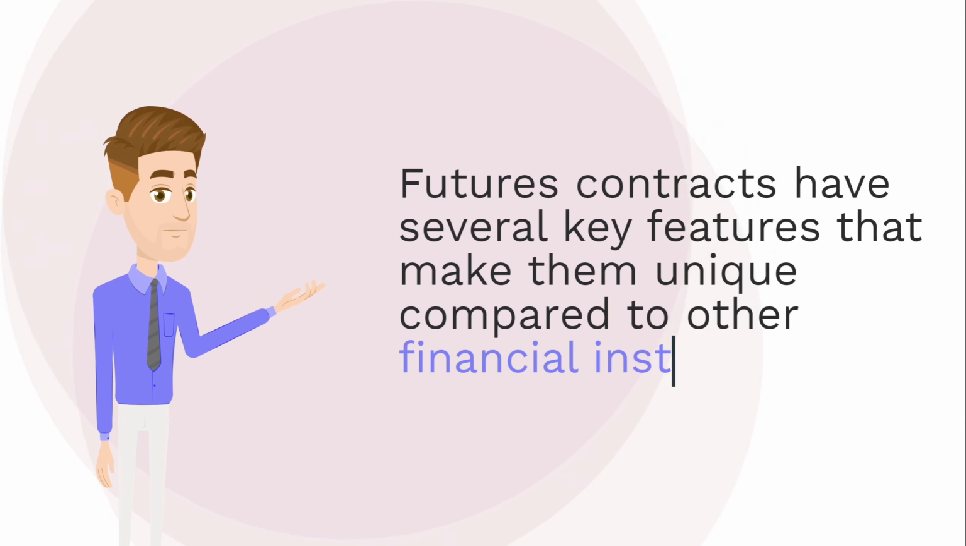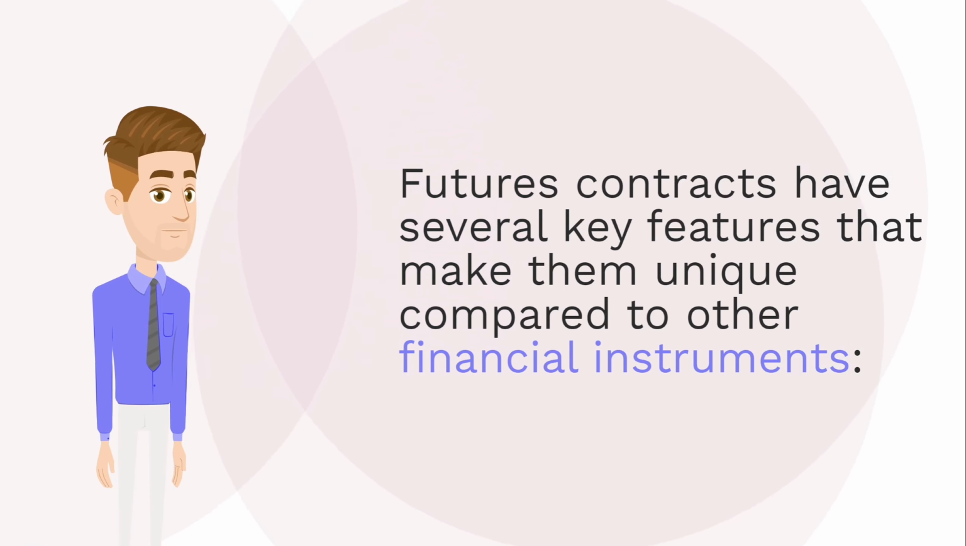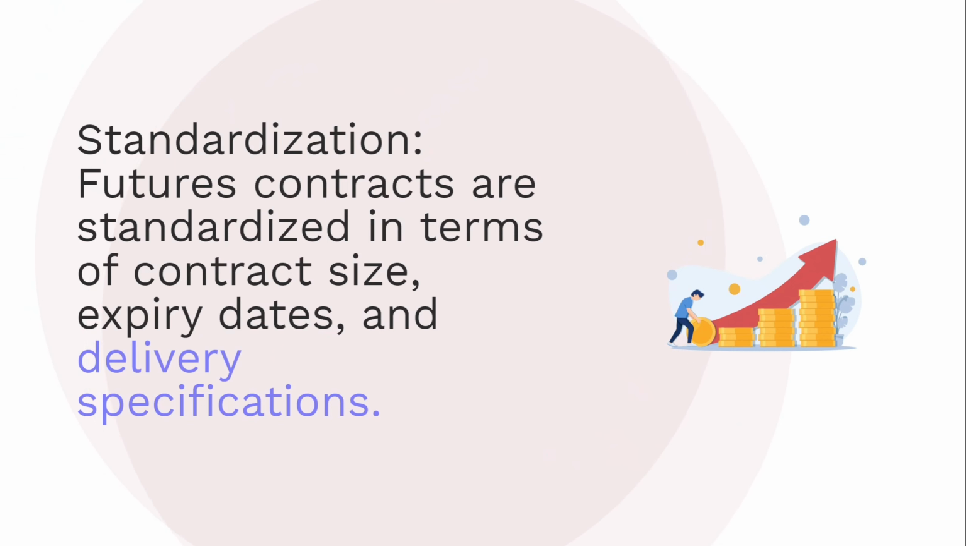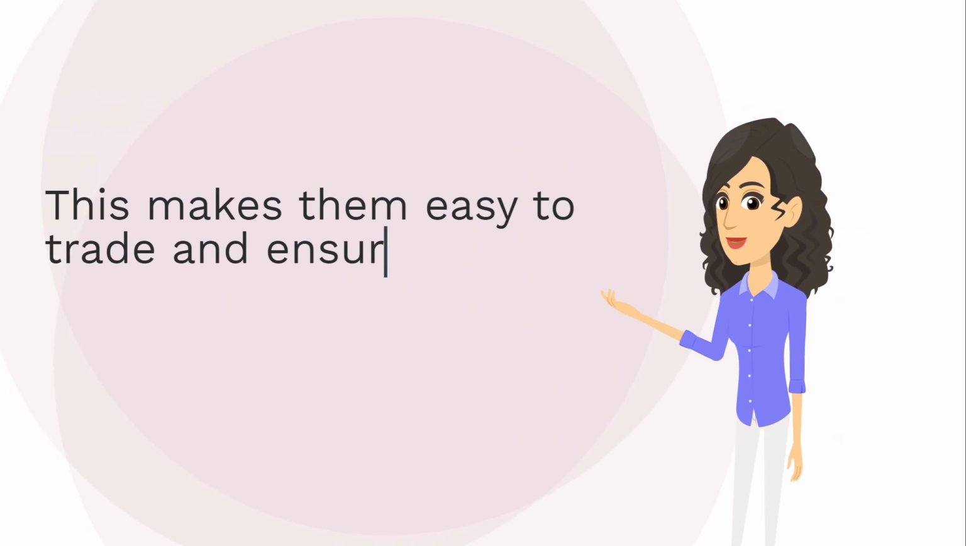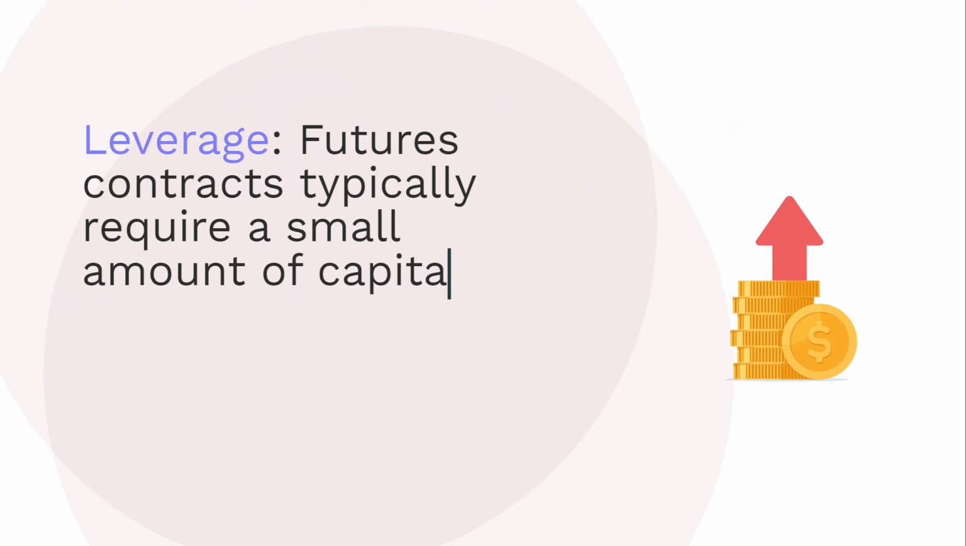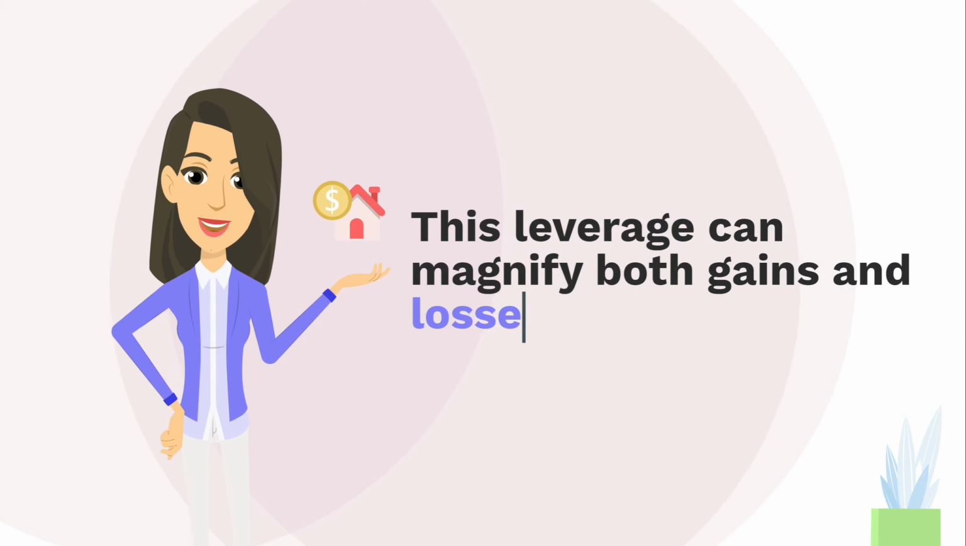Futures contracts have several key features that make them unique compared to other financial instruments. Standardization. Futures contracts are standardized in terms of contract size, expiry dates, and delivery specifications. This makes them easy to trade and ensures that all parties are on the same page. Leverage. Futures contracts typically require a small amount of capital to control a large amount of underlying assets. This leverage can magnify both gains and losses.